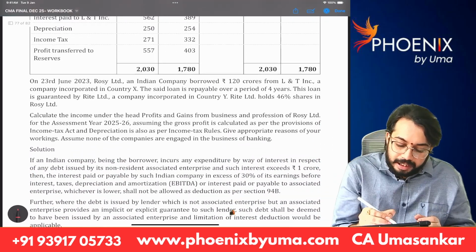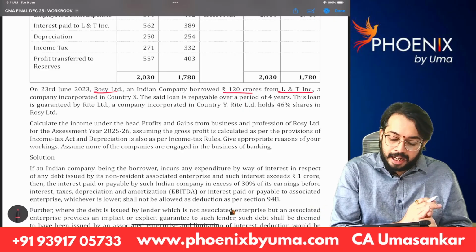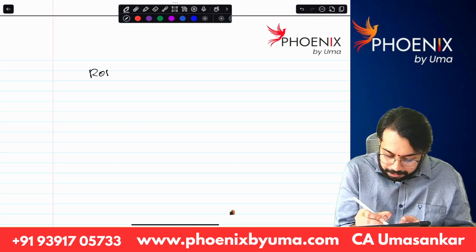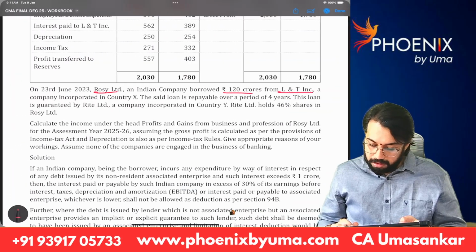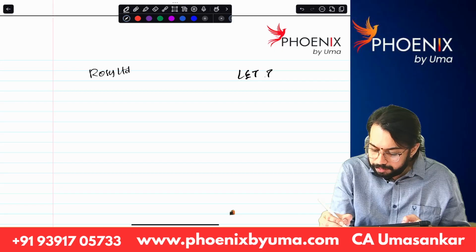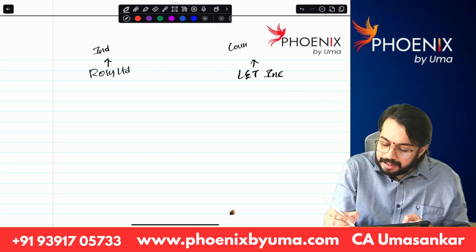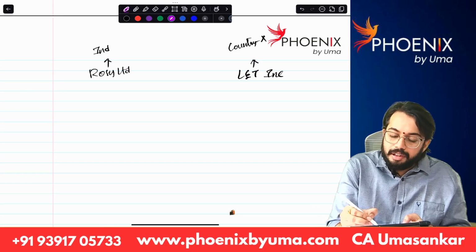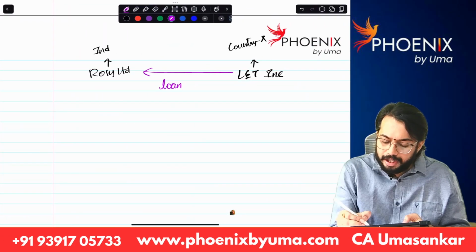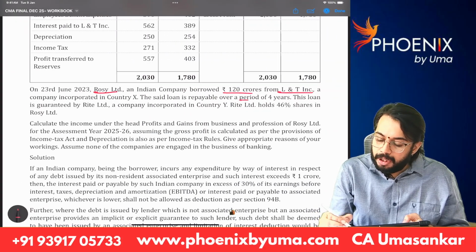On 23rd June 23, Rosie Limited, an Indian company, borrowed 120 crores from L&T Inc., a company incorporated in country X. So there are two companies, Rosie Limited and L&T Inc. Rosie Limited is based in India. L&T Inc. is based in country X. Okay. So loan was taken. How much is loan? 120 crores. Okay. The said loan is repayable over a period of 4 years.